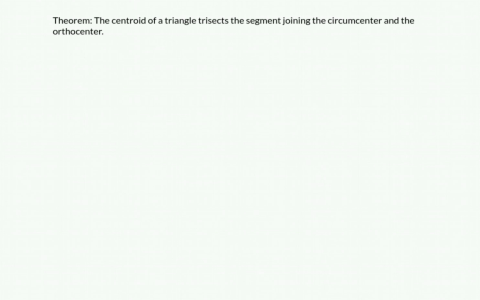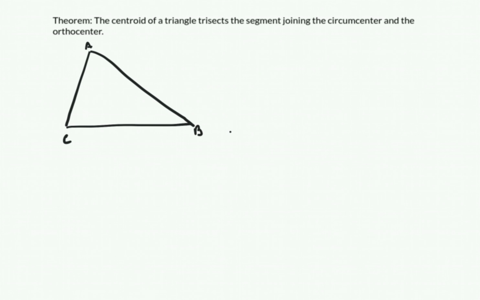So now that we've seen these theorems in action in GeoGebra, let's talk about how we prove them. So I'm going to try to draw some pictures here to help us with this. So let's say we have a triangle. Let me make it a little bit bigger. A, B, C. Okay? And what we're trying to do here is prove that the centroid trisects the segment joining the circumcenter and the orthocenter.